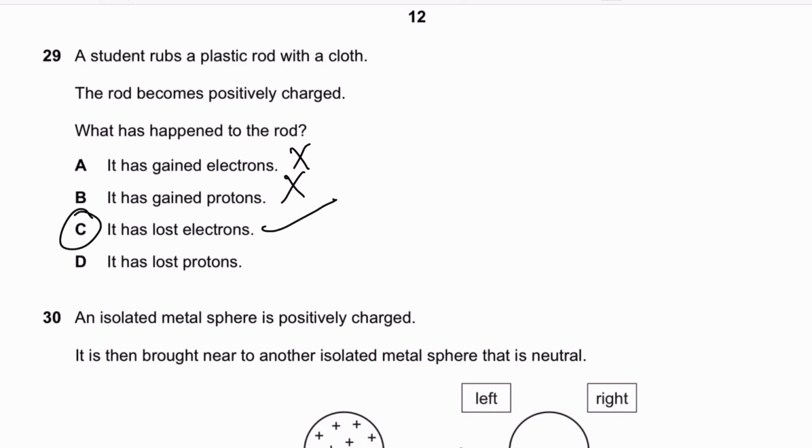It has lost electrons? Yes. When it loses negative charges, the positive charges will be at a higher density. Therefore, it will be positively charged because it has lost the negative charges. It can only lose the negative charges.